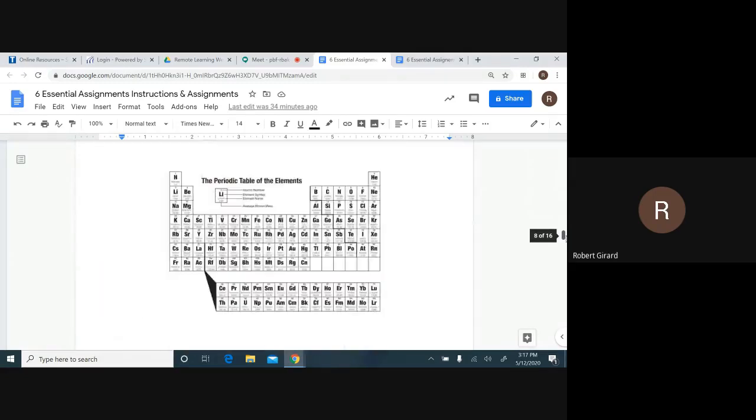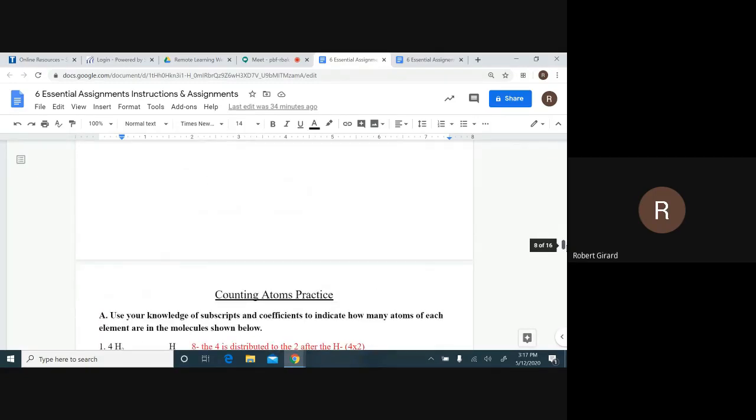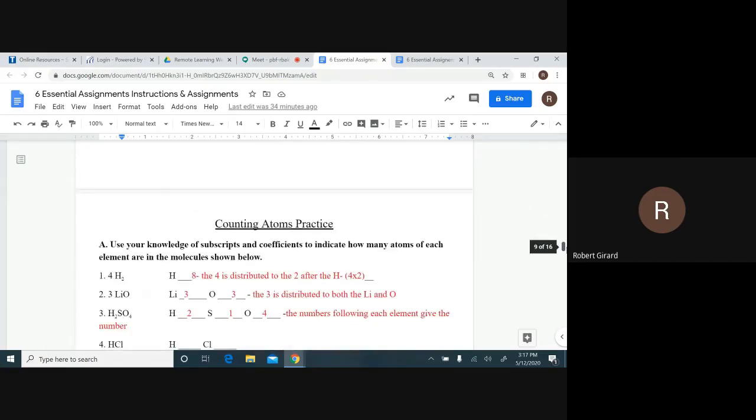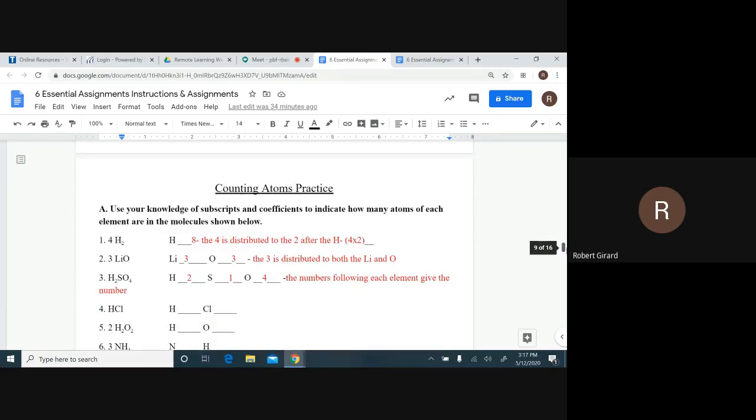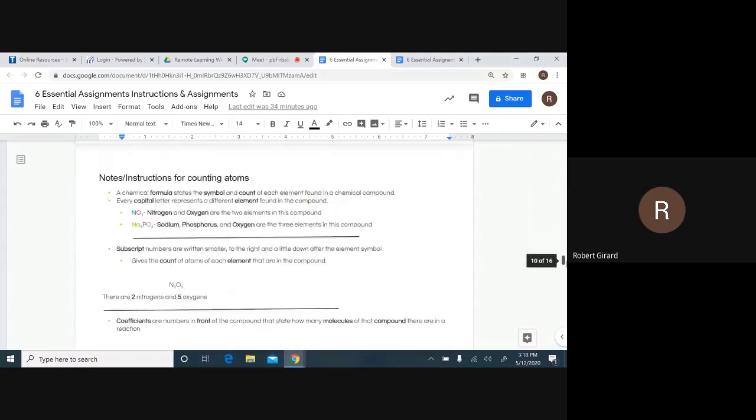That's the second assignment. The third assignment is counting atoms. This is in compounds to figure out how many atoms you have. This also has an instruction sheet that follows. This is math, and the chemical formula has the symbol and count of each atom in the compound.